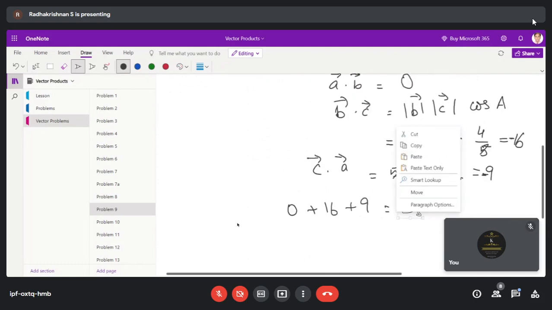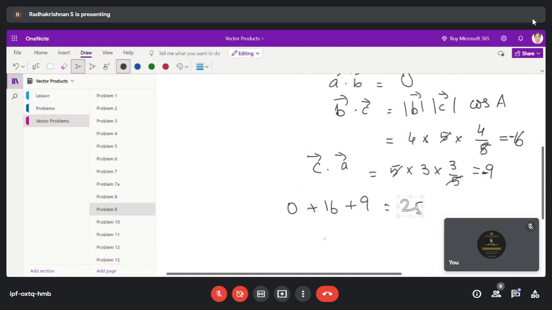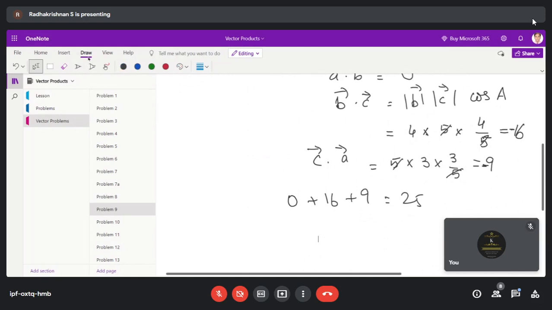So be a little careful regarding the directions. So it is actually 0, minus 16, minus 9. So it is minus 25.